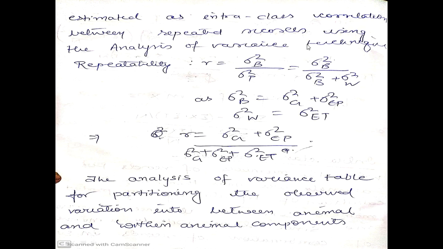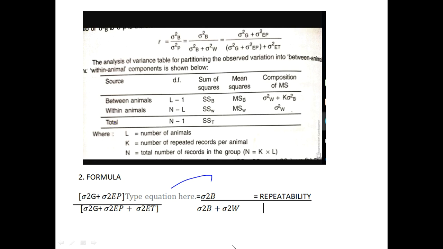Do you remember? The same ANOVA concept will be applied over here as you did in the half-sib correlation method for calculation of heritability. The only difference is that here we will have two components, between and within, sigma square b and sigma square w. In that we had sigma square s and sigma square w. And repeatability r will be given as sigma square b upon sigma square b plus sigma square w. Because sigma square p is equal to sigma square g plus sigma square ep, and sigma square b plus sigma square w is equal to sigma square p, which is actually sigma square g plus sigma square ep plus sigma square et. The analysis of variance table for partitioning the observed variation into between animal and within animal components.